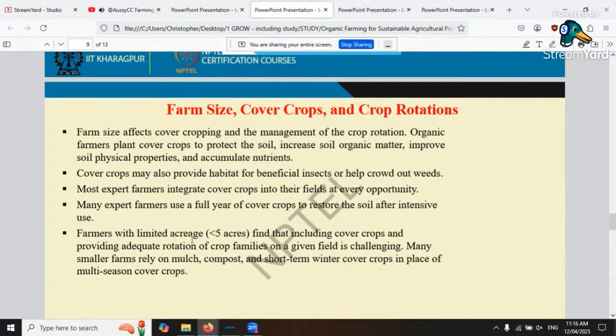Farm size, cover crops, rotation, that's self-explanatory. Farmers with limited acreage, under 5 acres, find that including cover crops and providing adequate rotation of crop families in a given field is challenging. Many smaller farms rely on mulch, compost, and short-term winter crops in place of multi-seasonal crops.